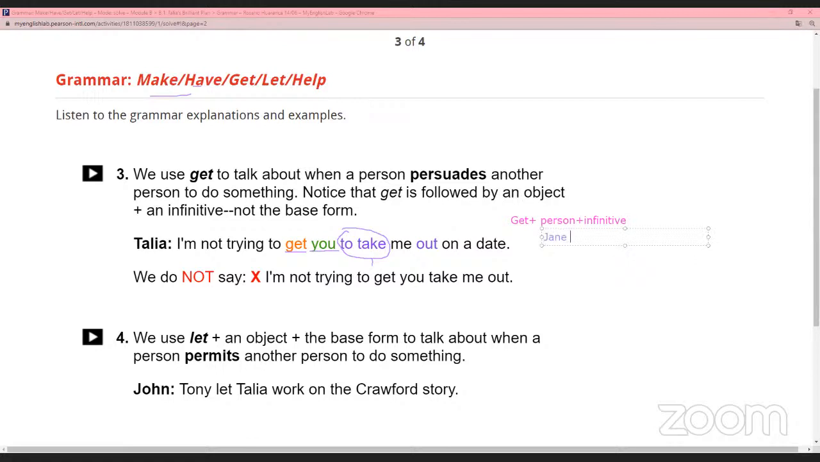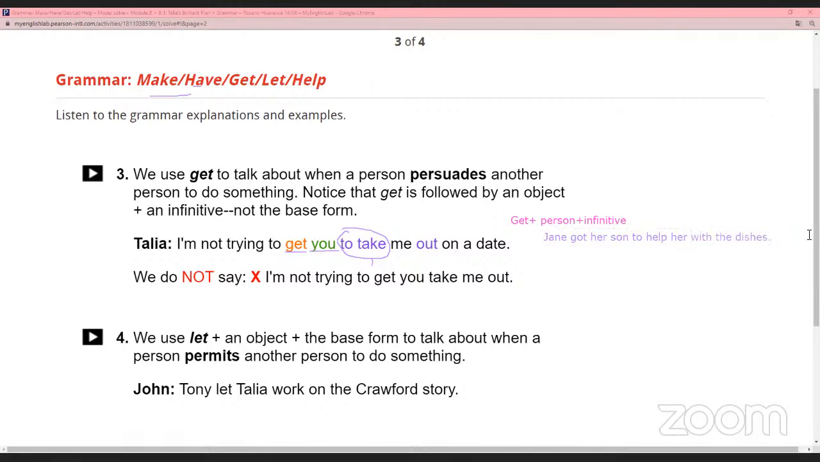Jane, okay, Jane. I'm going to use the past. Jane got... now we need the person, or the noun. I'm going to say her son. Okay, I already have the person. Now I'm going to continue with the infinitive: to help her, because we refer to Jane, with the dishes. Okay, that's the structure.